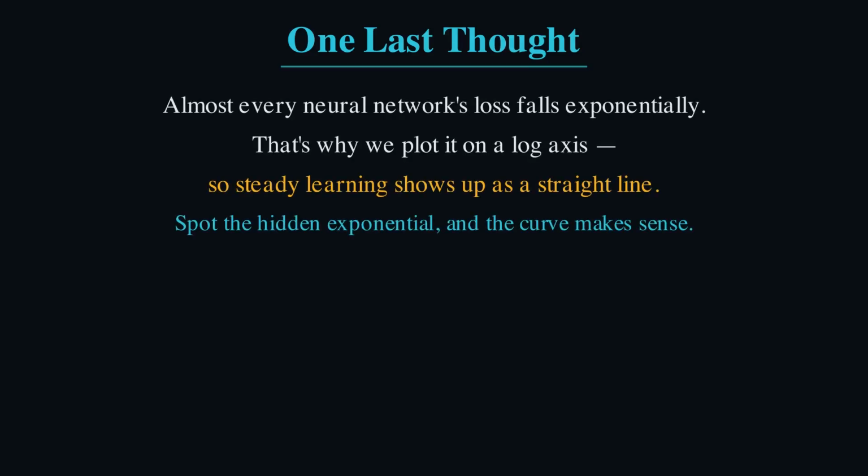One last thought to carry forward. Almost every neural network you will ever train has a loss that falls roughly exponentially. That is exactly why researchers plotted on a log axis, so that steady learning shows up as a clean straight line. The next time you watch a training curve bend and flatten, you will see the hidden exponential underneath it.